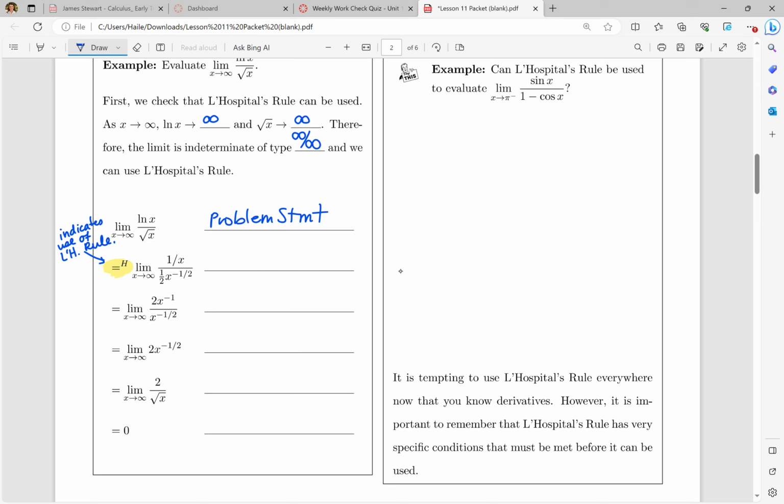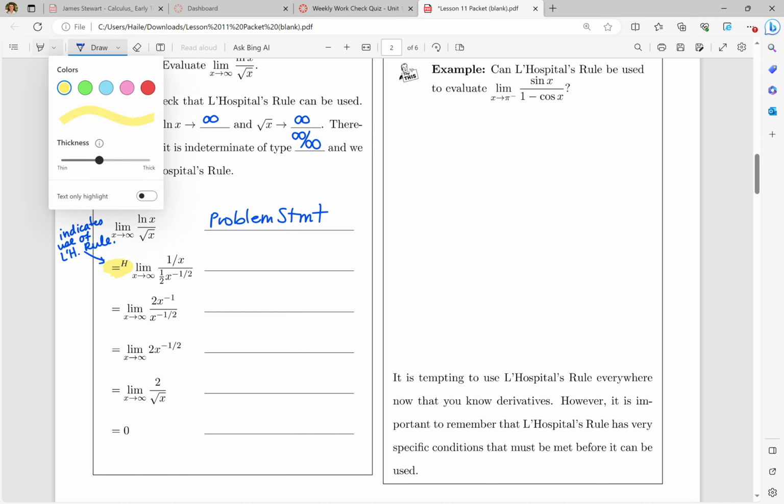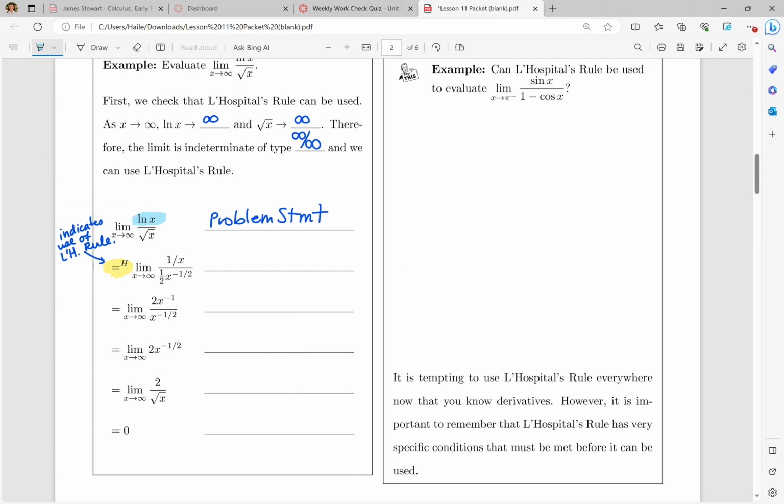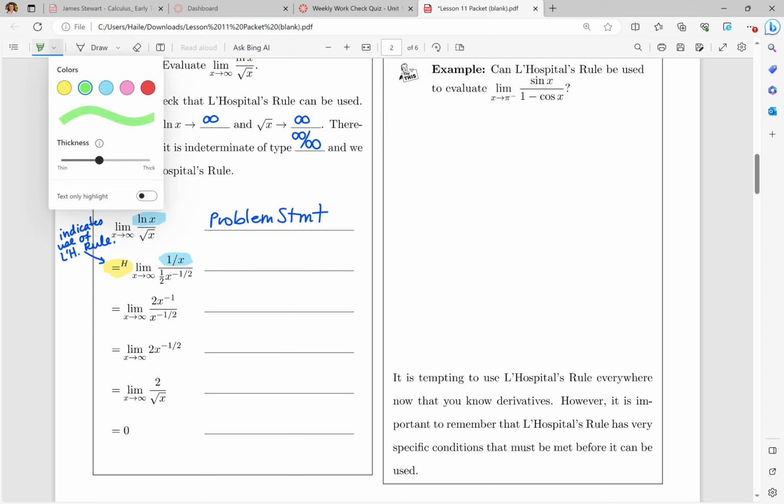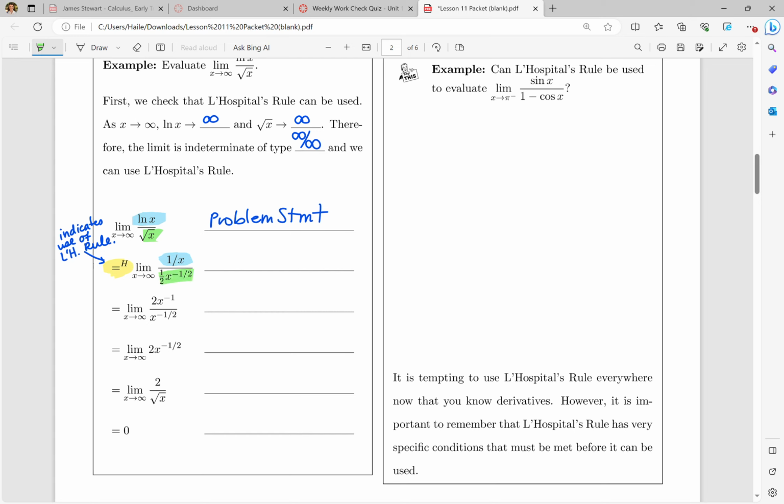What we're going to do from step 1 to step 2 is take the derivative of the top. Maybe I should use a highlighter here too, so it's a little more obvious. If we take the derivative of ln of x, we end up with 1 over x. And if we take the derivative of square root of x, we get 1/2 x to the minus 1/2. That's just a simple power rule. So we say in step 2, we apply L'Hopital, which means take derivative of top and bottom.